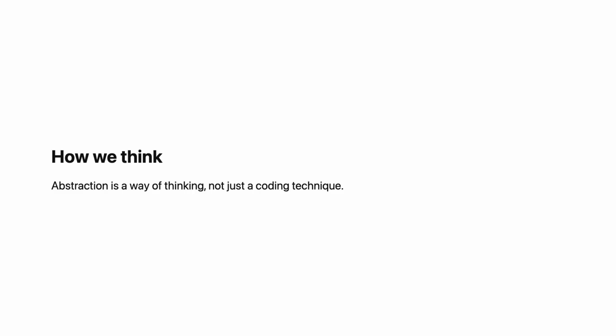Or you can work bottom-up. You understand the details first, then combine them into higher level concepts. Either way, you are moving between levels of abstraction. You are choosing what to focus on and what to ignore. This is how programmers think, not by holding everything in mind at once, but by working at appropriate levels, using abstraction to manage complexity.